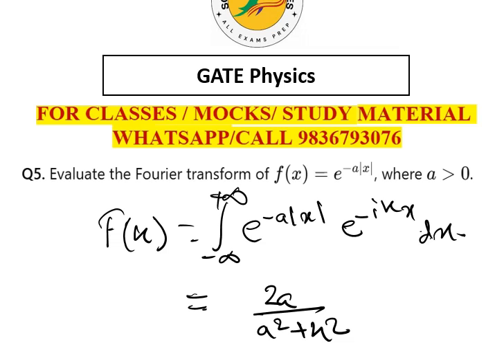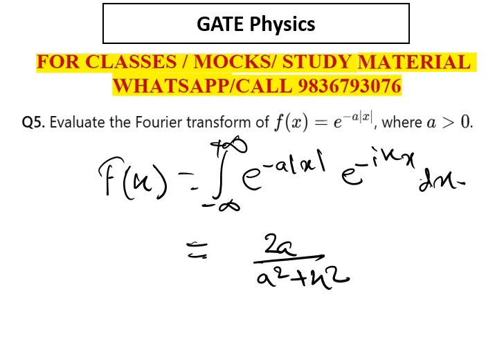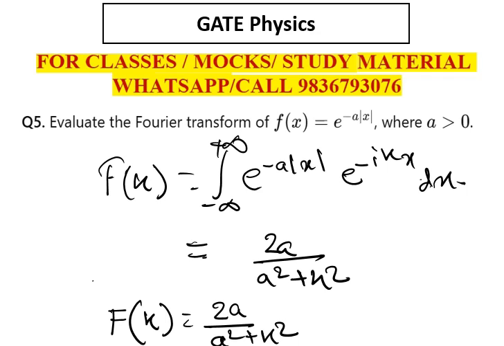So the final answer for the given problem, that is the Fourier transform of the given function, is 2a by a square plus k square, right? I hope the solution is clear.